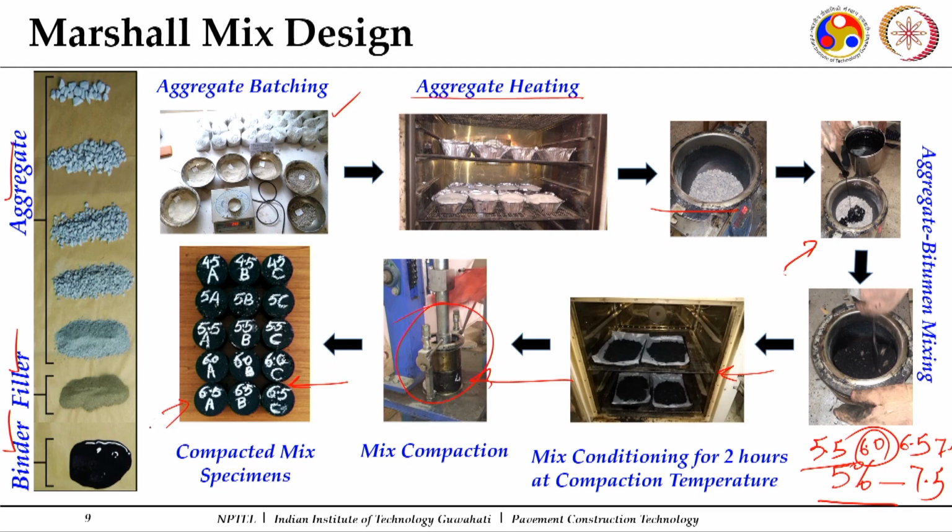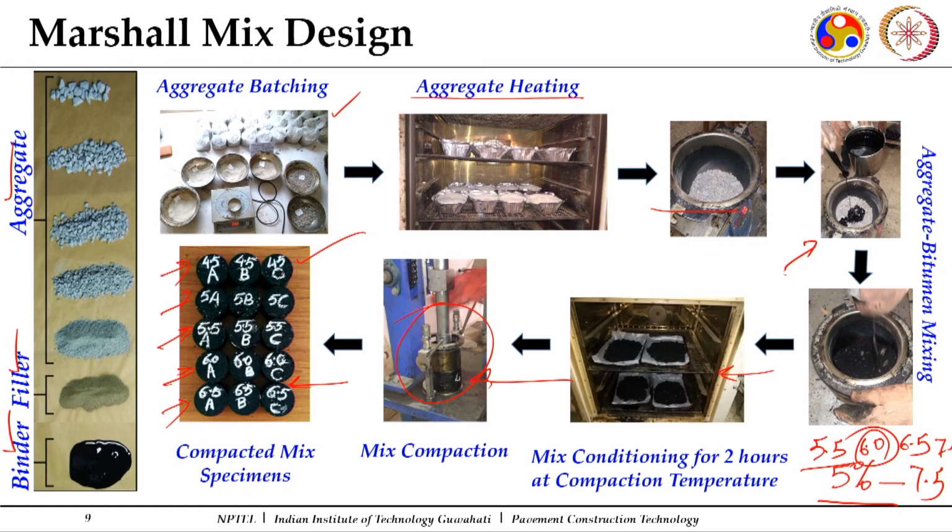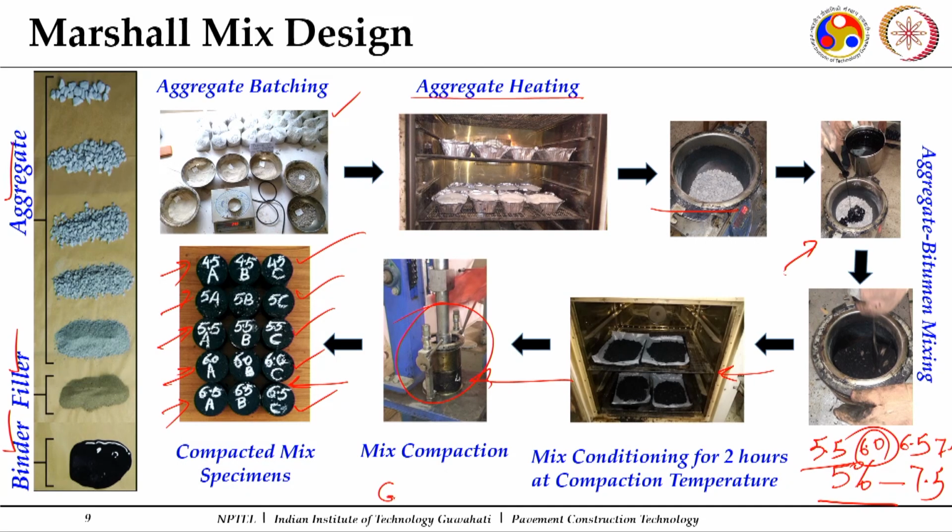Now, all these specimens are compacted specimens, and I have shown here how the nomenclature can be given. Say for 4.5, for each binder content I will at least prepare 3 replicates. So, here you can see for 4.5, 3 replicates, then 5, 5.5, 6, 6.5. So, here 5 different trial binder contents, and in addition to this, you have to prepare loose mix for the determination of your maximum specific gravity.